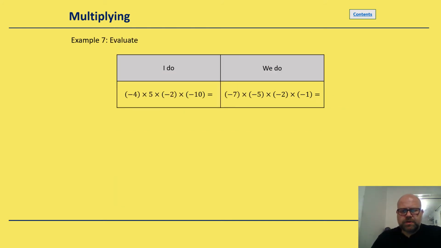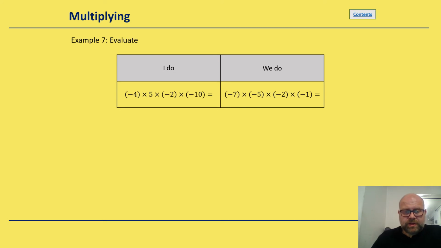Okay, on this one, the question says evaluate, and evaluate means find the value of or work out. So we've got quite a lengthy thing. There's 1, 2, 3, 4 numbers, and we'll just split them up.